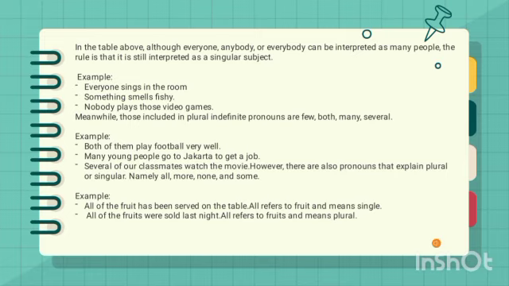Slide 12. In the table above, although everyone, anybody, or everybody can be interpreted as many people, the rule is that they are still treated as singular subjects. Example: everyone sings in the room. Something smells fishy. Nobody plays those video games. Meanwhile, those included in plural indefinite pronouns are few, both, many, several. Example: both of them play football very well. Many young people go to Jakarta to get a job. Several of our classmates watch the movie.